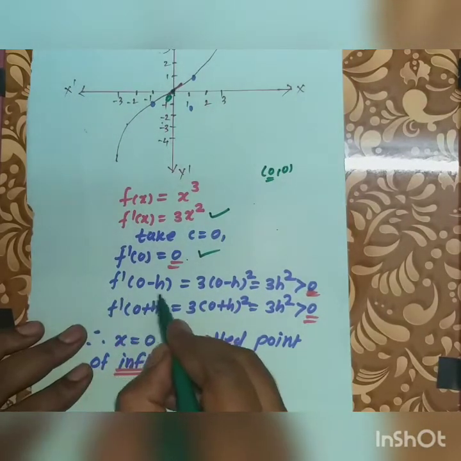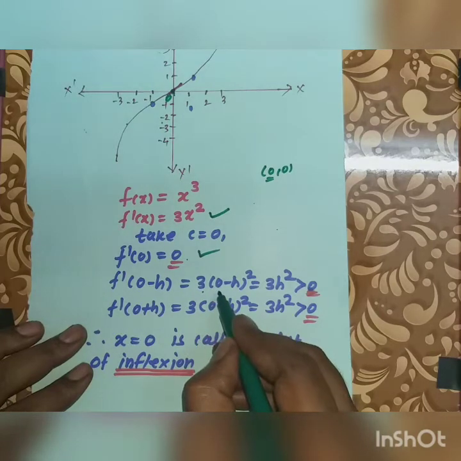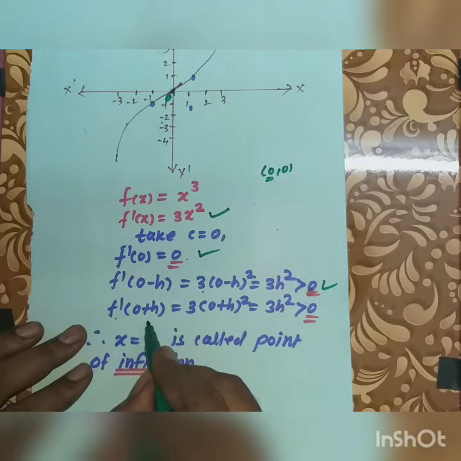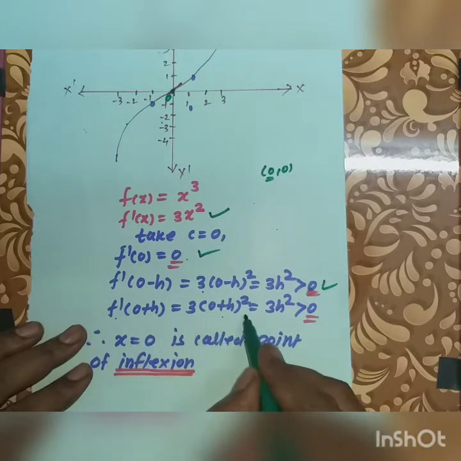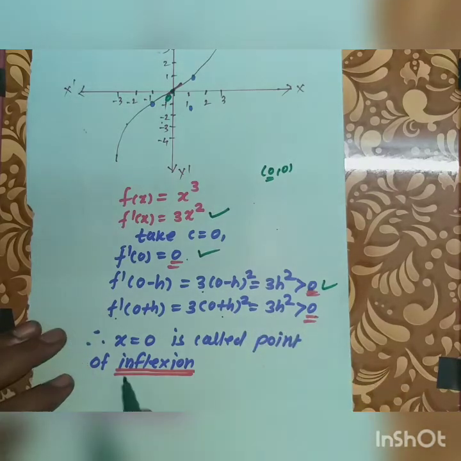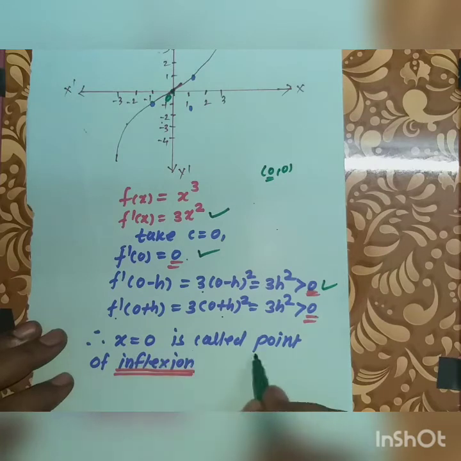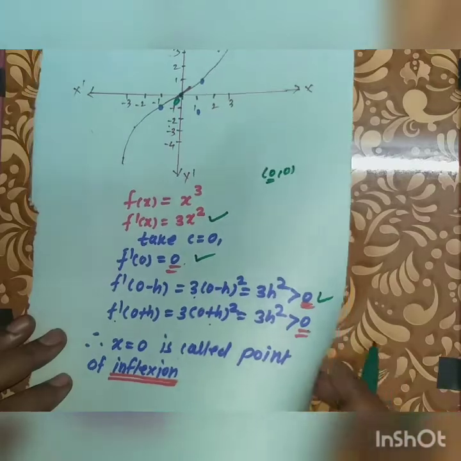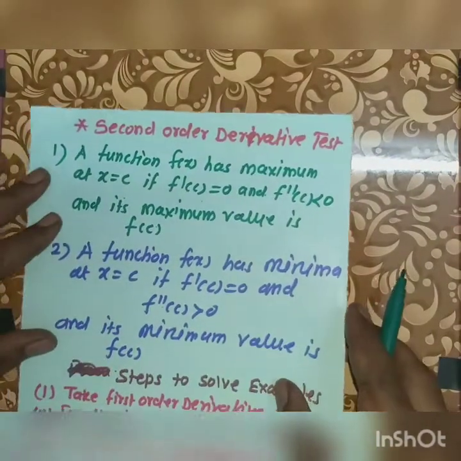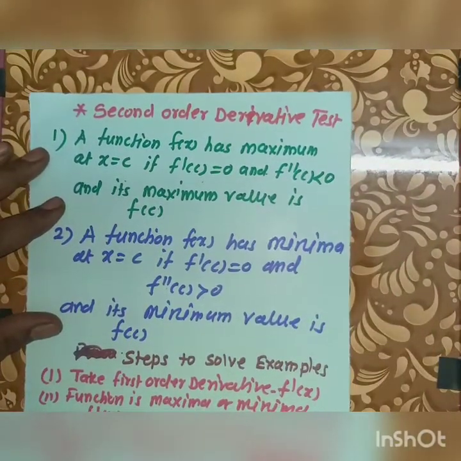f dash of 0 minus h is equal to 3 into (0 minus h) whole square, which is positive. f dash of 0 plus h is 3 into (0 plus h) whole square, which is 3h square, also positive. Therefore x is equal to 0 is called the point of inflection. At that point the function is not maximum or minimum.